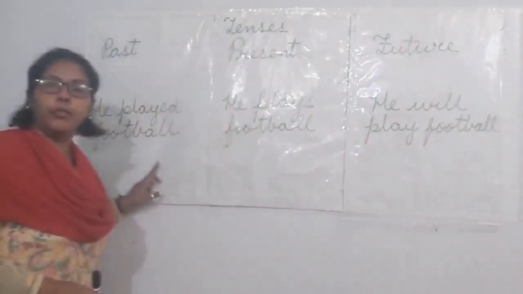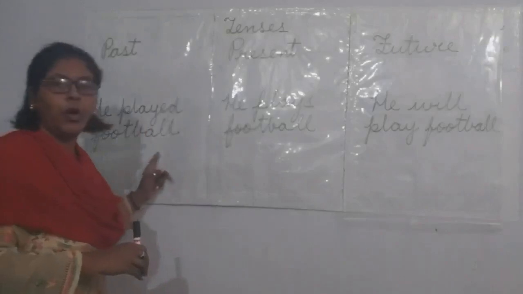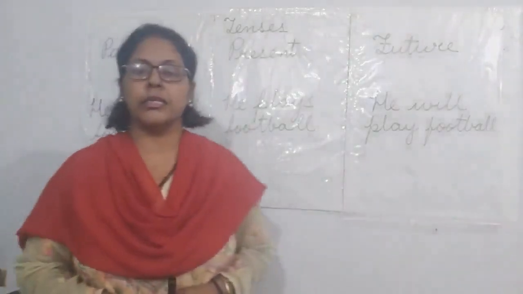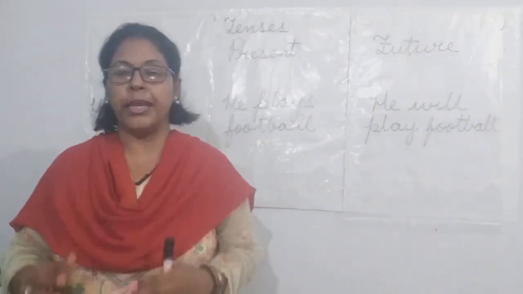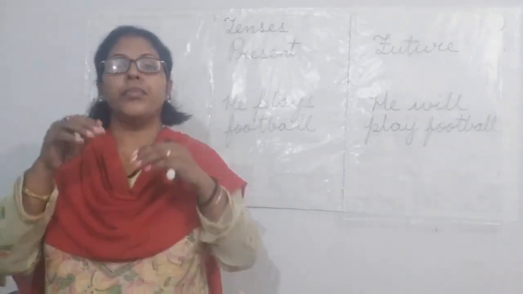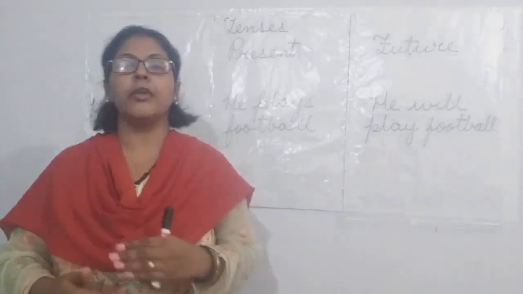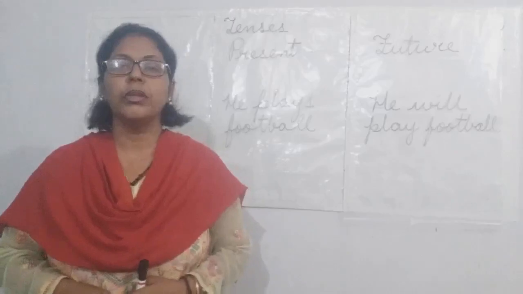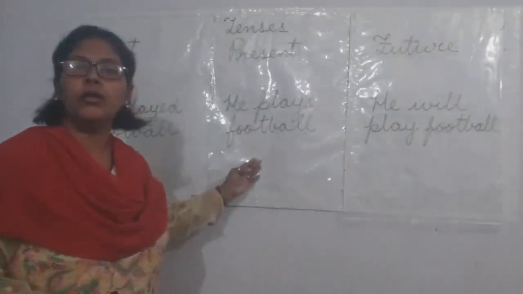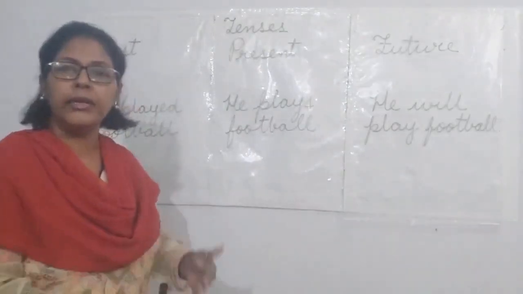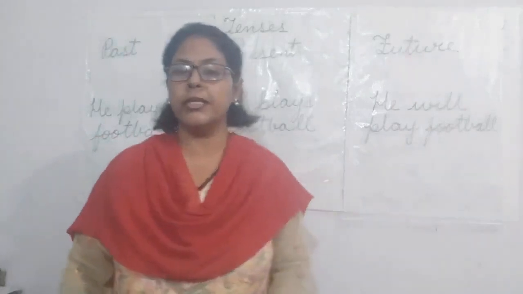For example, he played football. Means finished playing. It's over. He played football. Now comes the present tense. This shows action that always takes place and is taking place now. So it always takes place and it's taking place now. For example, we have here, he plays football. So he plays regularly. He plays football.